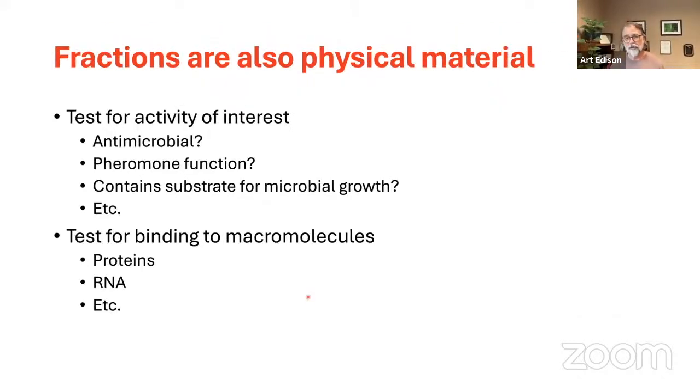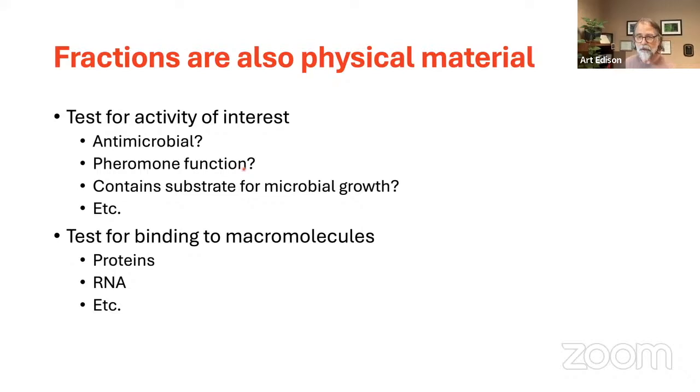But the thing that I also want to stress during this presentation is that fractions are also physical material. It's not just the NMR spectra that we have, that you saw in that pretty figure that Chris made of Neurospora. You can do things with these, and this is where I want you to think back to natural products chemistry. If you're interested in a particular activity, maybe the organism you're working on has known antimicrobial activity. Well, you can test each one of those fractions for that antimicrobial phenotype, and then only focus on the ones that kill the bacteria that you're interested in.